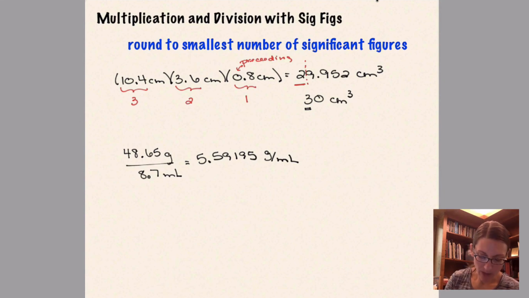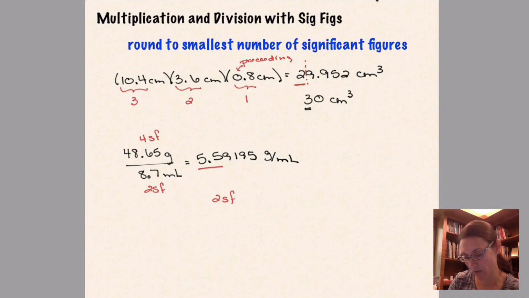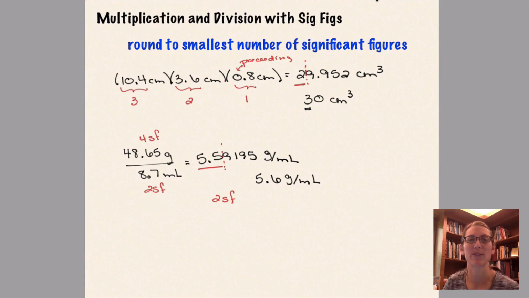These two numbers, this top one has 4 significant figures, the bottom one only has 2, so I need my final answer to have 2 significant figures. So as I take a look at it, that means I get these first 2 digits and I have to round everything else away. So 5.5915, that is 5.6 grams per milliliter when written with the appropriate number of significant figures.